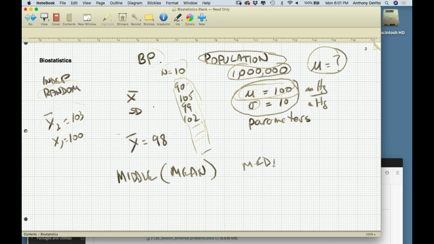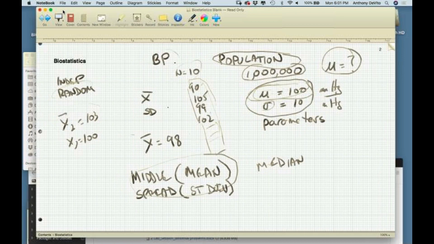Remember how we had to calculate the standard deviation based on the mean and the differences between each individual value. So we're interested in the mean, and we're also interested in the spread, how spread out this is. Okay, and in that case, we're interested in the standard deviation. Right, so those two numbers are going to tell us a lot about the distribution of values for blood pressure in this population.